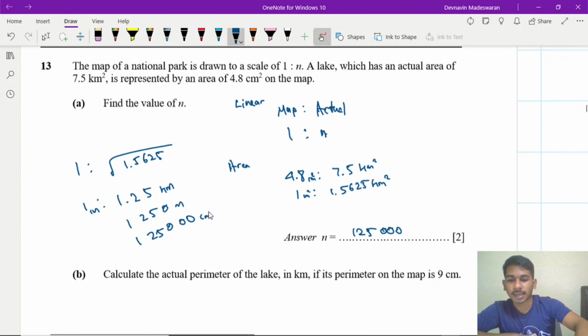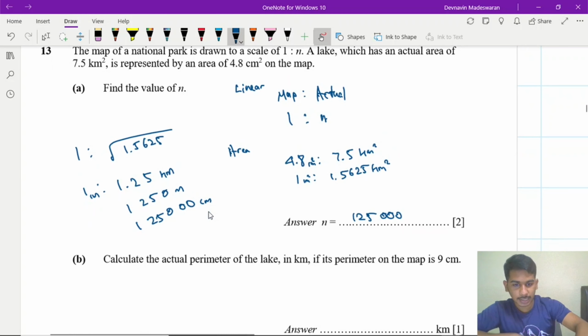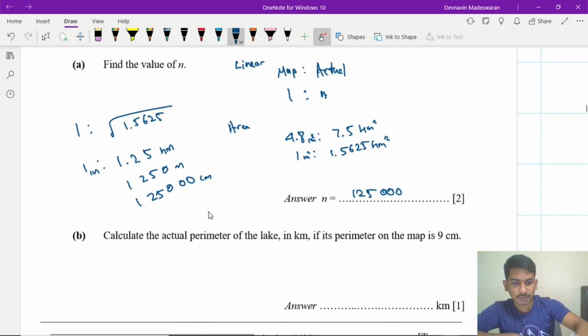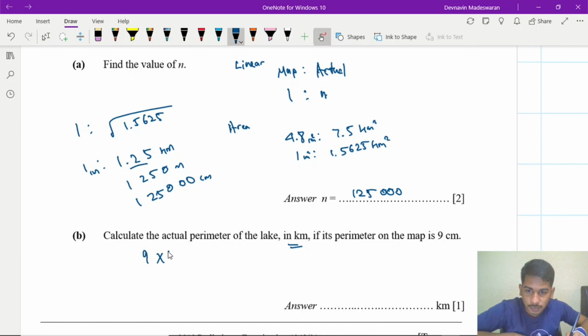Calculate the actual perimeter of the lake in km if the perimeter on the map is 9. So we just need to times it by that, right? So 9 times 1.25 is 11.25 km.